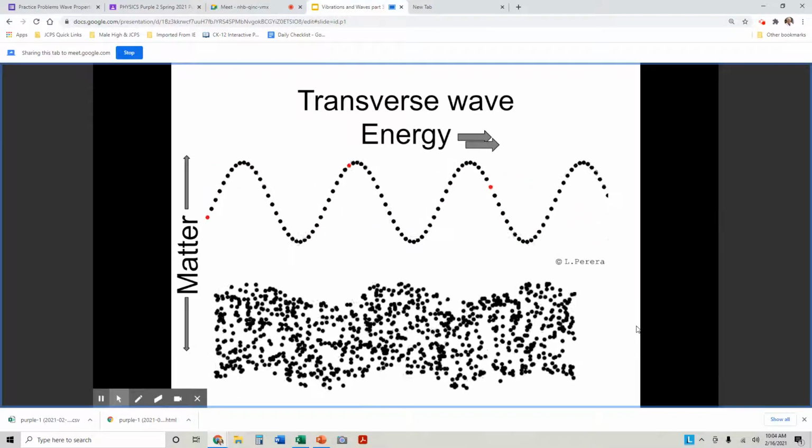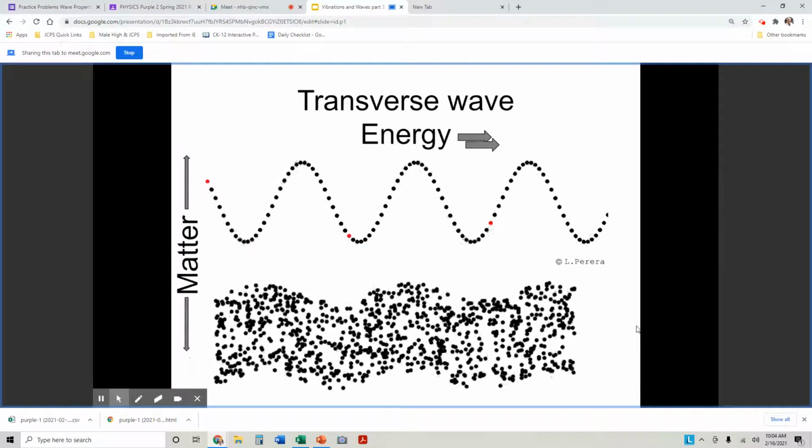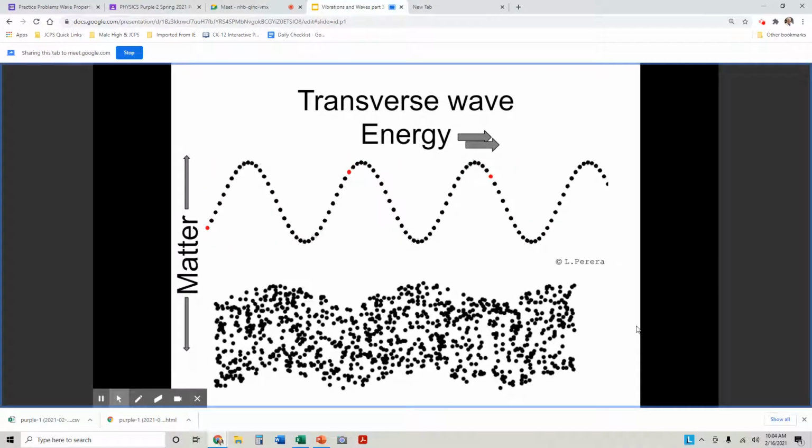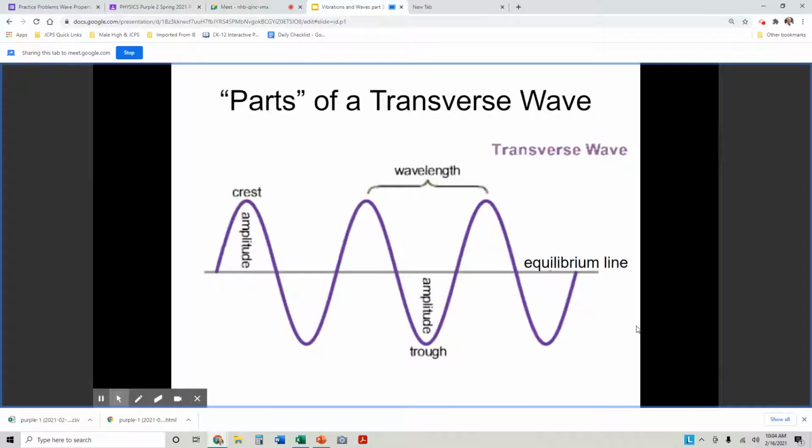So the particles are moving up and down. The energy is moving toward the right at right angles. So as I said, a transverse wave is the one that we've already introduced in the previous two lectures. It's represented by the sine wave, and all the features that we learned earlier, crest and trough, wavelength, amplitude, those are all applicable to transverse waves.